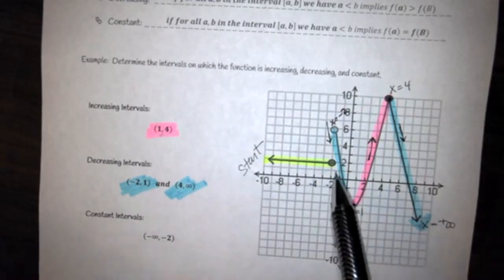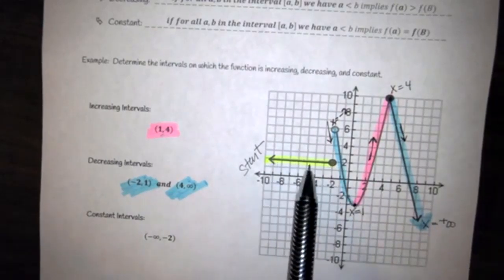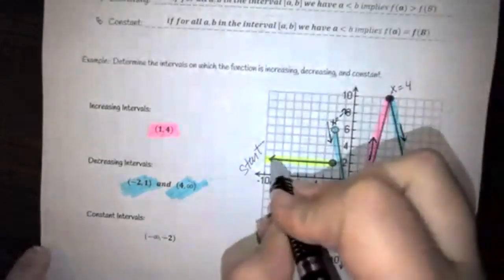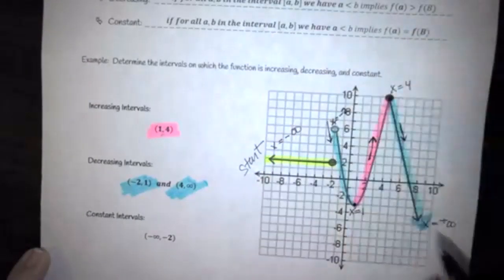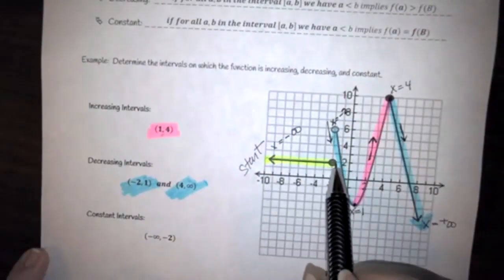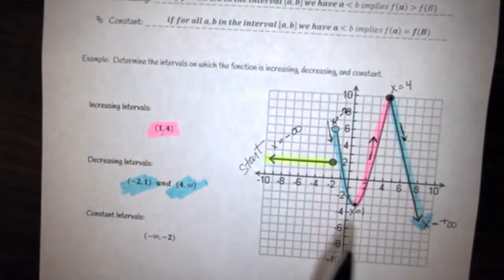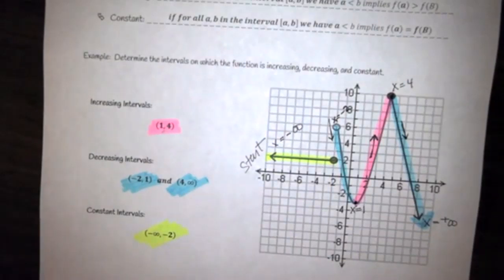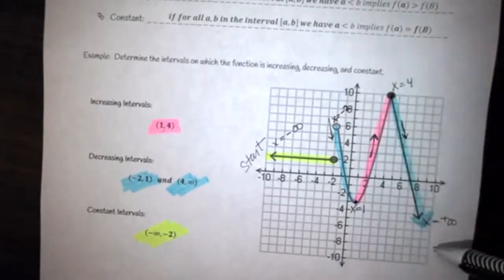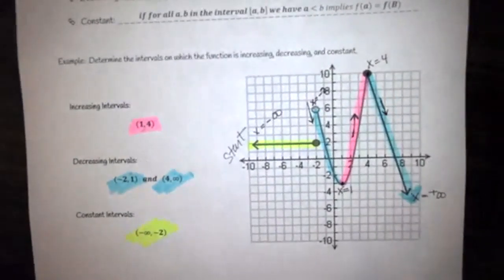Now we have to look at the last piece. And notice this last piece is a horizontal line. So notice my arrow right here is telling me that I'm starting at x equaling -infinity. And I'm going to travel along my x-axis till I get here at -2. Thus making the interval from -infinity to -2 my constant interval. Okay, so you are going to be required to know how to label your graphs and identify where your intervals are increasing, decreasing, or constant.